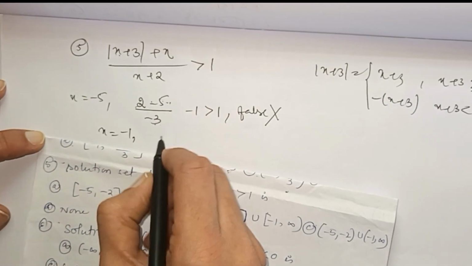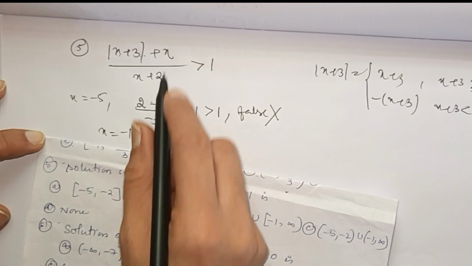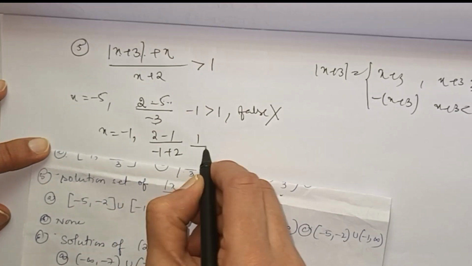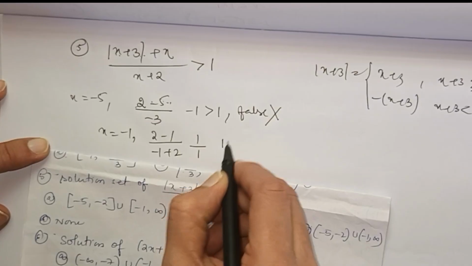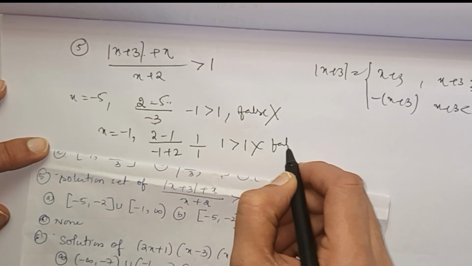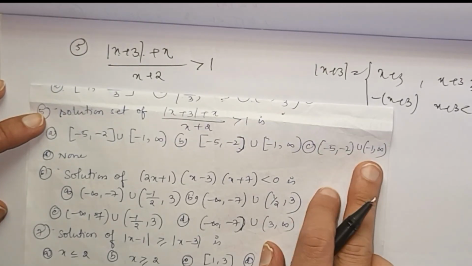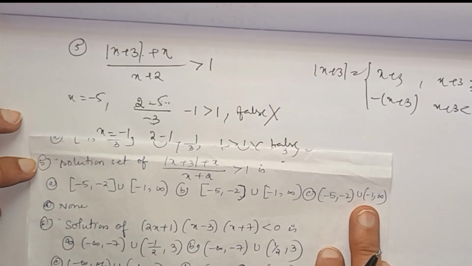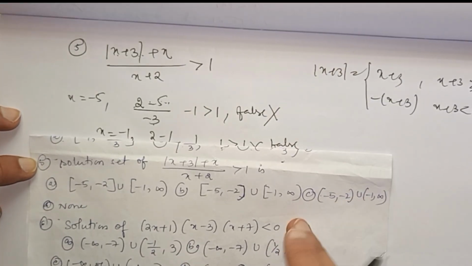Is it a solution? -1 plus 3 is 2. 2 minus 1 by -1 plus 2. 1 by -1 plus 1 is 1. 1 greater than 1. This is also not possible. Hence, -1 cannot be the solution. So -1 is also out. Therefore, this is the option C.